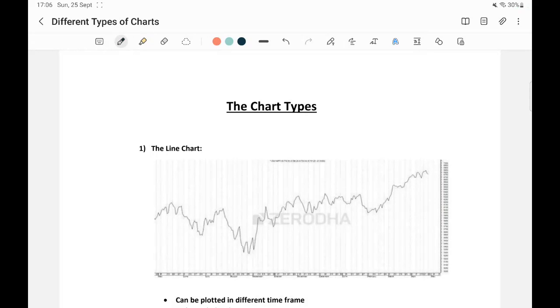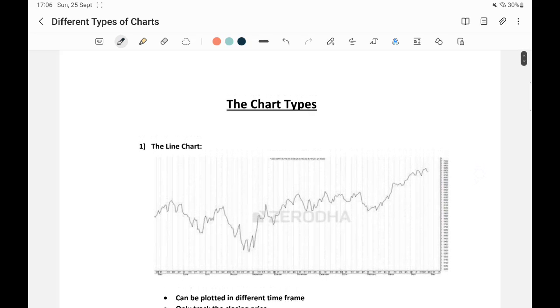In this series of videos, we are going to cover the different types of chart patterns that are available in the market. Broadly, I'm going to cover only the candlestick chart, but before starting, let's understand the different types of charts that are available and how you can use them for analysis.